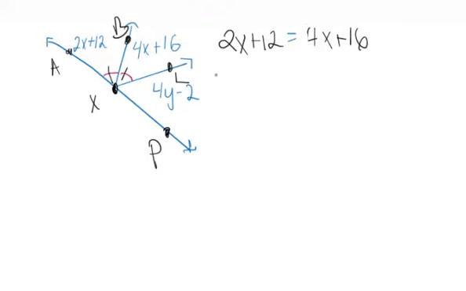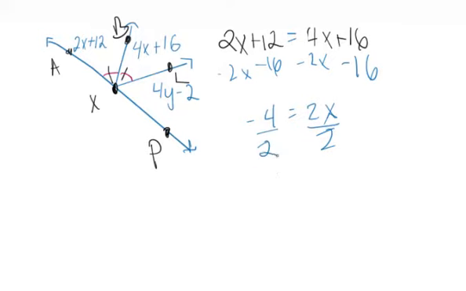Okay, so we're going to go ahead and move over our information over here, 2x minus 16 over here, and we're going to get negative 4 equals 2x, and divide by 2 here. Oop, that's an x, sorry. And we're going to get negative 2 equals x. So we get x equals negative 2. We'll put that over here.